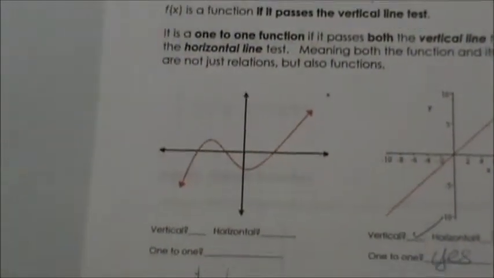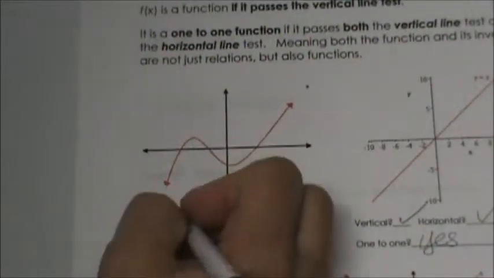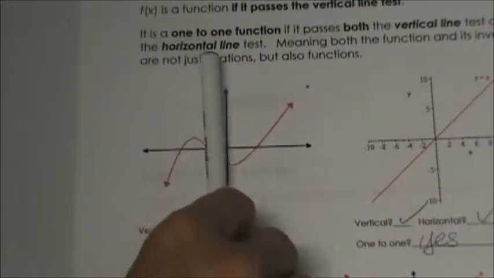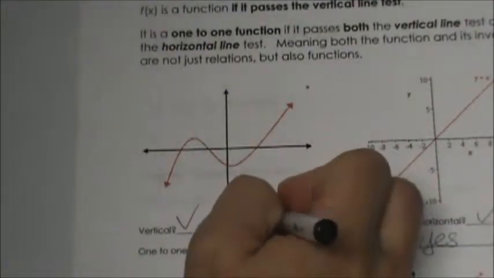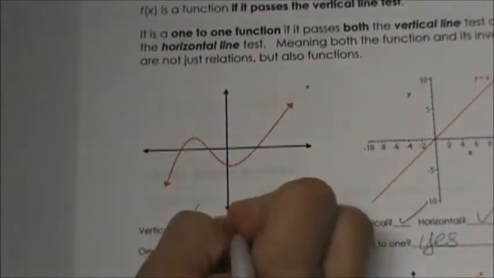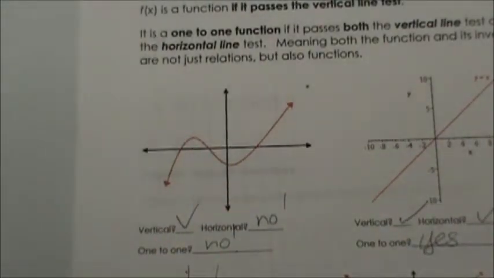Okay, so let's go back to this one and just fill this one out. This one passed the vertical line test, didn't it? Remember, it only touches in one place, but the horizontal line test, we said that one was a no. So this one is a no on the one-to-one correspondence.